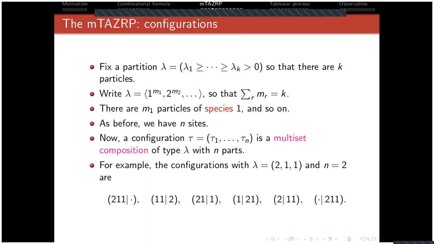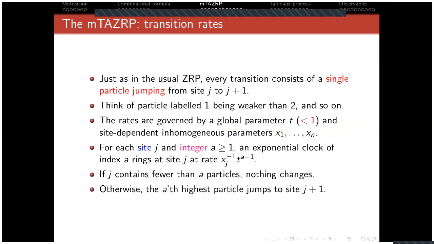If you take 2 1 1 as the partition and 2 sites, then these are all the 6 possibilities. The two 1s can both be on the first site or on the last site, or they can be split in any way that you like. But the two 1s are indistinguishable. So that's clear. And now I'm going to define the Markov process.